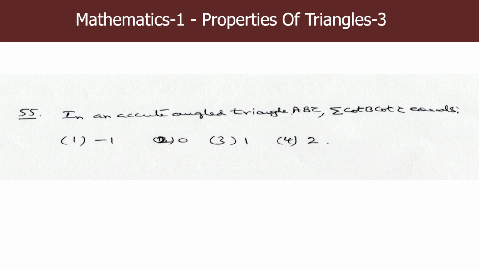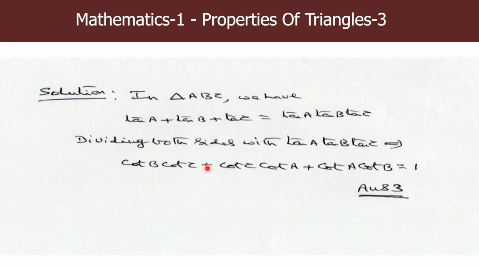In an acute angled triangle ABC, sigma cot B cot C equals: option 1, -1; option 2, 0; option 3, 1; option 4, 2. So in any triangle ABC, we have tan A plus tan B plus tan C is equal to tan A tan B tan C. That is a standard property regarding tan A, tan B, tan C in any triangle. So in any triangle, A plus B plus C is equal to 180, so tan A plus tan B plus tan C is always equal to tan A tan B tan C.